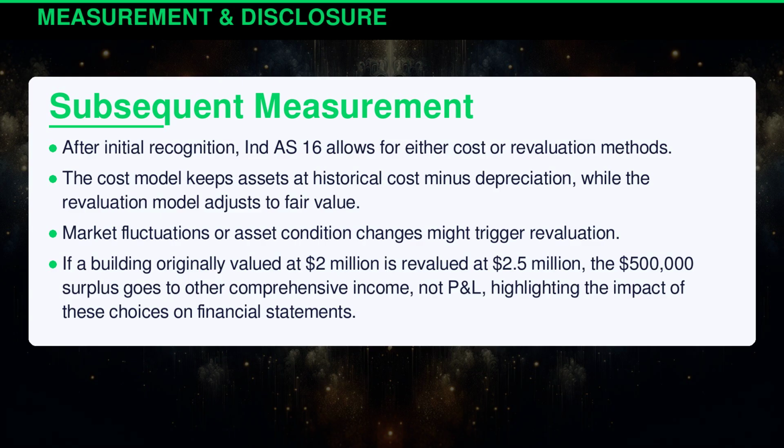After initial recognition, Indian Accounting Standard 16 allows for either cost or revaluation methods. The cost model keeps assets at historical cost minus depreciation, while the revaluation model adjusts to fair value. Market fluctuations or asset condition changes might trigger revaluation. If a building originally valued at $2 million is revalued at $2.5 million, the $500,000 surplus goes to other comprehensive income, not profit and loss, highlighting the impact of these choices on financial statements.